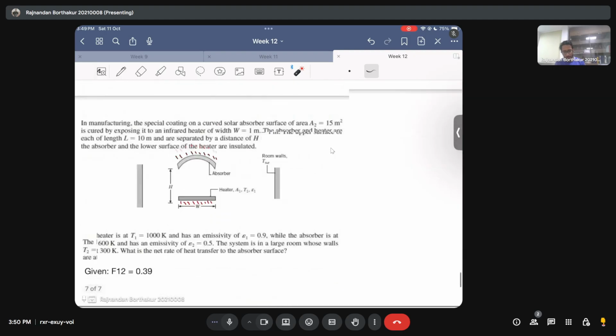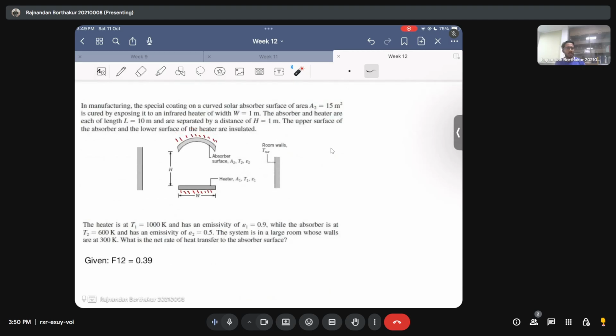Okay. But this will be somewhat of a simplified scenario, because the third body, which we'll consider as the surrounding, we are going to assume that the surrounding is going to behave like a black body, which means that the radiosity and the emissive power of the surrounding are going to be the same, or in other words, that there are not going to be any surface resistances associated with the surrounding.